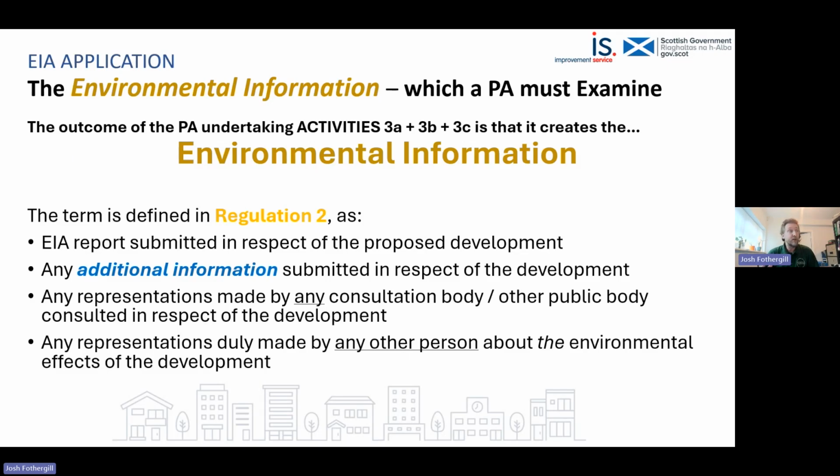So the environmental information is the developer's EIA report. It's any additional information that they might submit in respect of the development. And again, additional information is defined, so we'll talk about that on the next slide. So the EIA report, the additional information from the developer, any representations that are made either by the consultation bodies, the other public bodies that you might have chosen to involve, and any representations that are made by any other person about the environmental effects of the development.